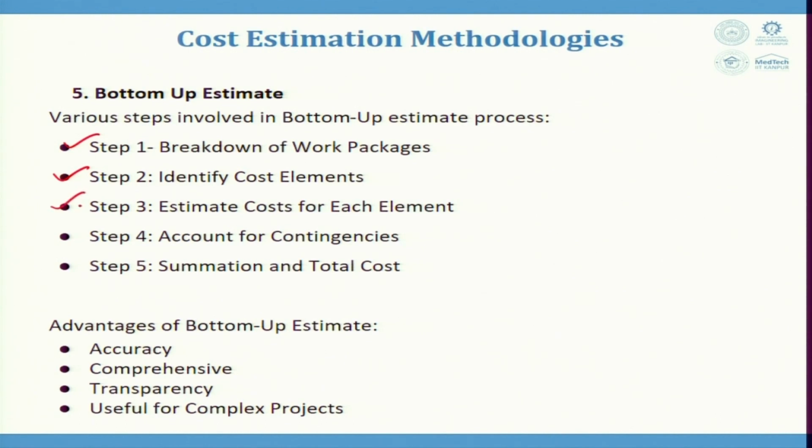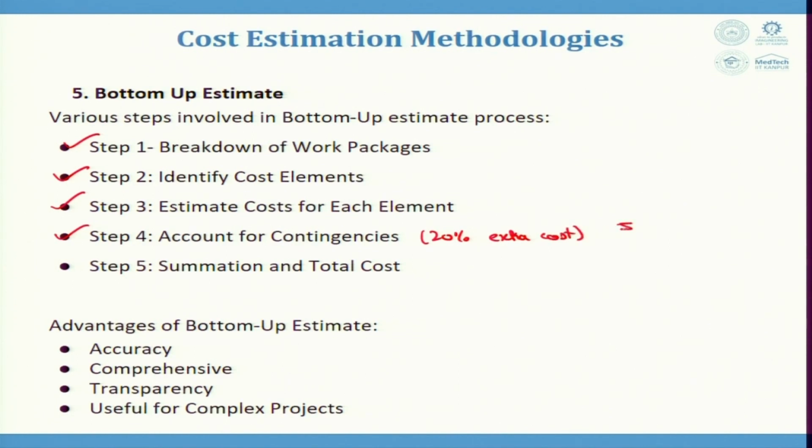Then we estimate the cost for each element, based upon the quantity, based upon the rate, based upon the quotations you get, you determine the costs. Then account for the contingencies, that means the reserves, the unforeseen events, the risk, all the costs are also included in it. Maybe generally 20% extra cost is given if the product is very innovative.